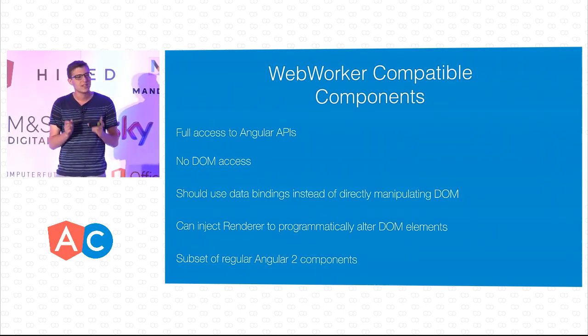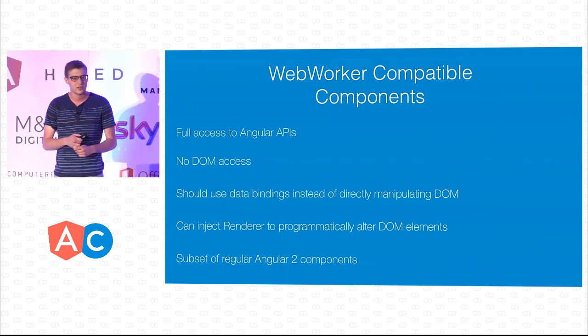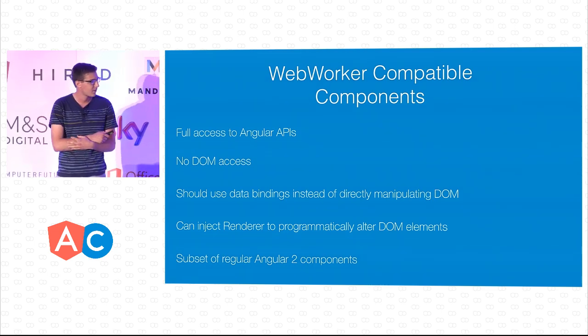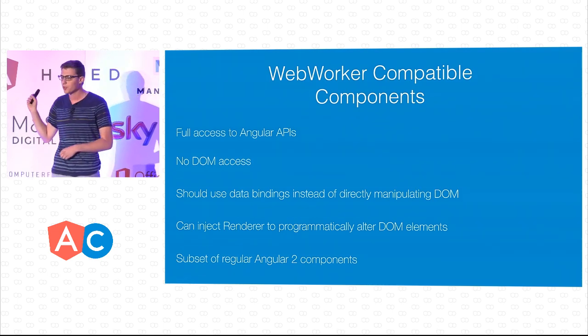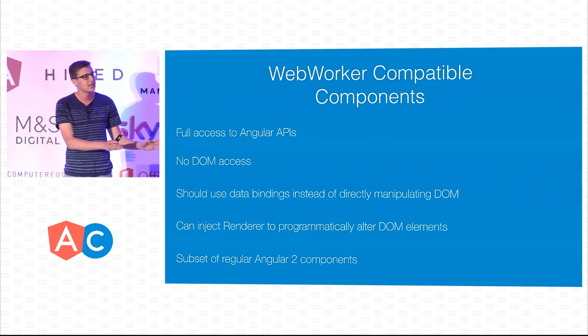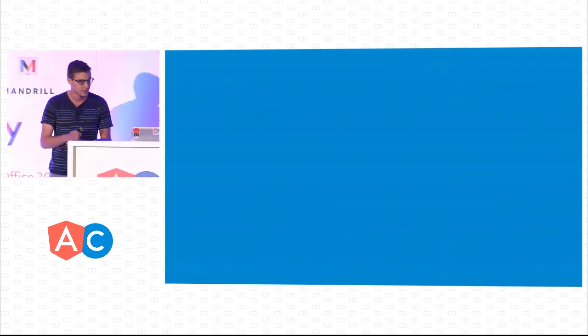If you absolutely need to programmatically alter the DOM, we do have APIs for that. You can inject the renderer and do so asynchronously. It's not really recommended, though. You should really use data bindings. But that is there as a fallback. And what's cool is that these are a subset of Angular 2 components. If you write your application with web workers and you decide, oh, you know what, I don't need it, that code's just going to work, guaranteed in a non-web worker scenario. The reverse is not always true, although it typically is. But web worker code can always run without web workers.